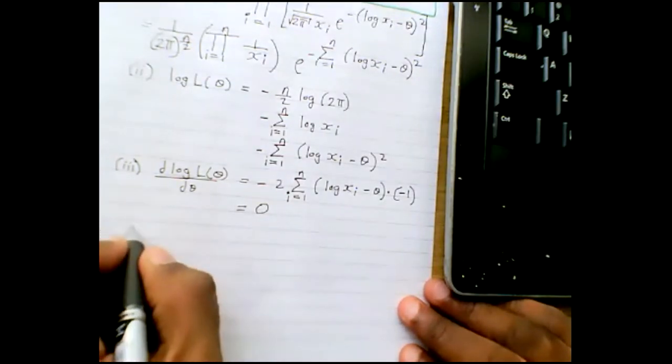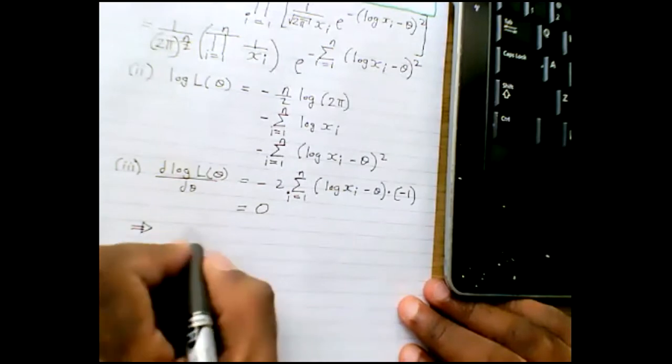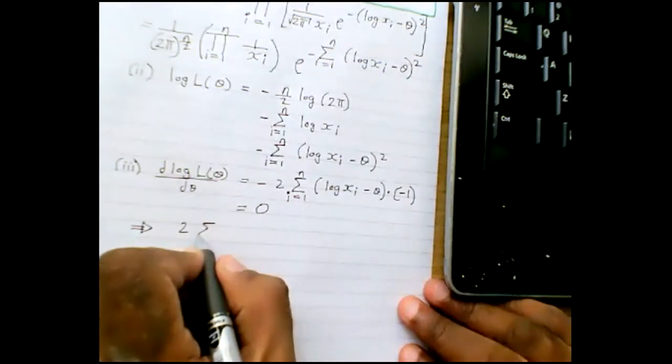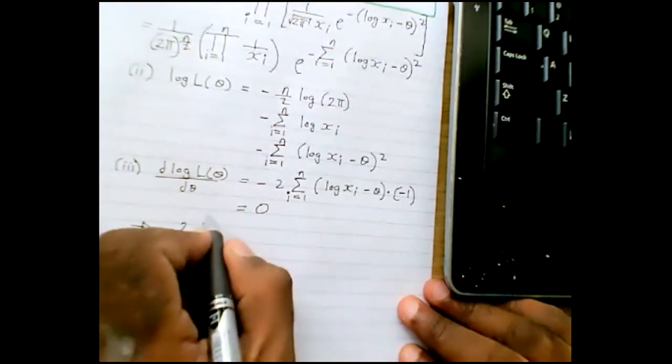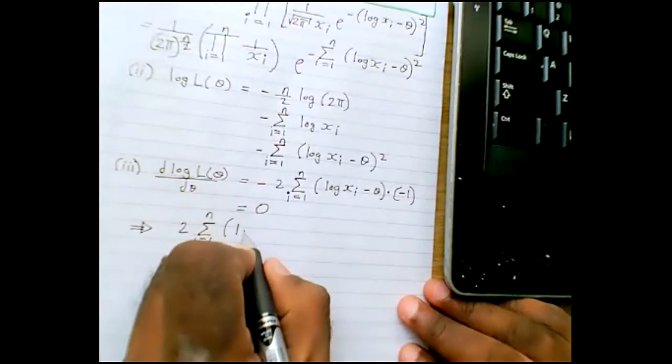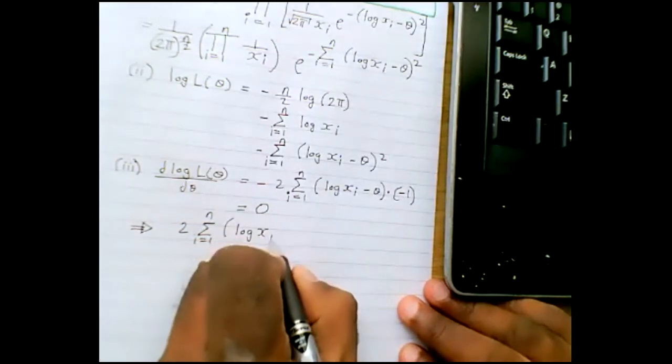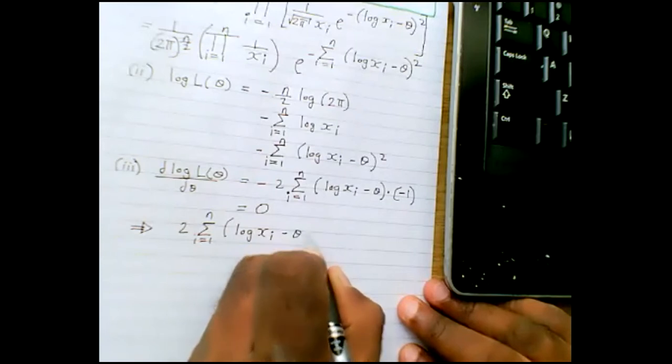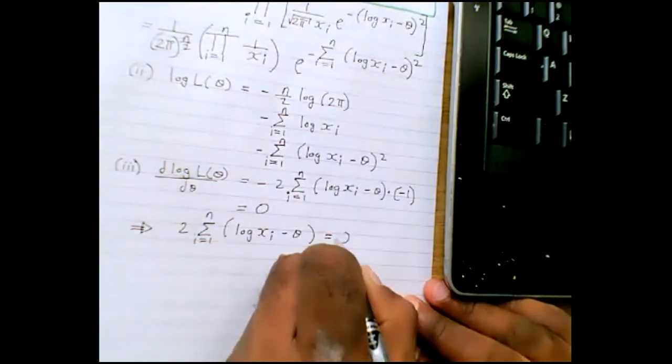So this becomes 2 times the sum of log of xi minus theta is equal to 0, right?